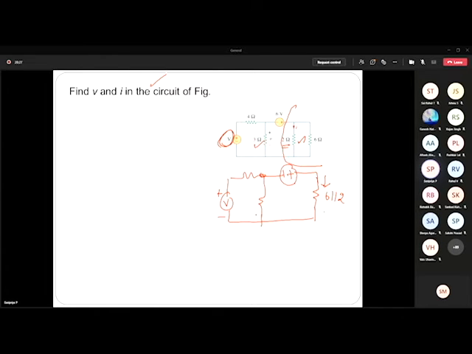Then again, what should I do? What will I do to solve this network? Mesh analysis or nodal analysis? That's all, a very simple question. Which method do you prefer here? Mesh or nodal analysis? If I consider mesh analysis for the reduced network, where I have combined these two resistors, I have two loops here. I don't have a current source, so directly I could write the voltage equation and solve it.